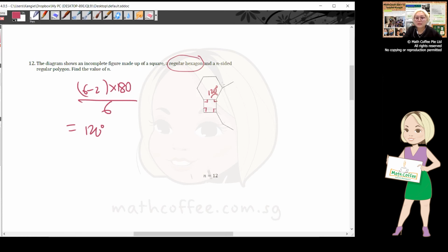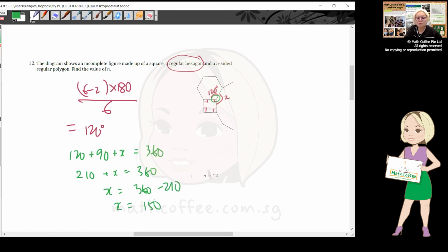Okay? Then this angle, I don't know, correct? But I can label this as x, and this one is a circle. It means that it adds up together to 360 degrees. So I can just say 120 plus 90 plus x gives me 360. So this is 210 plus x equals 360. So my x equals 360 minus 210. So my x is equal to 150.